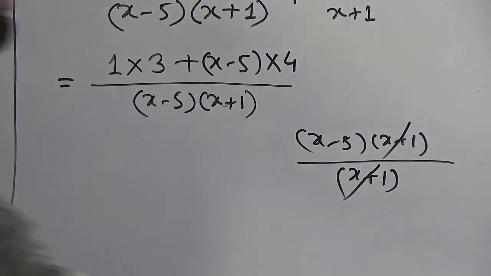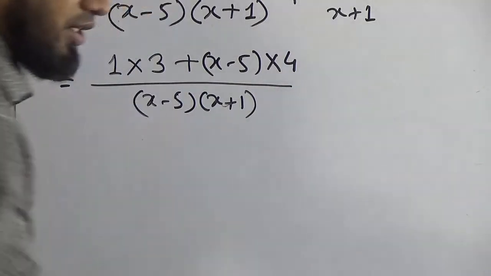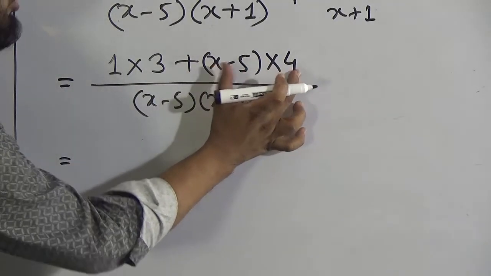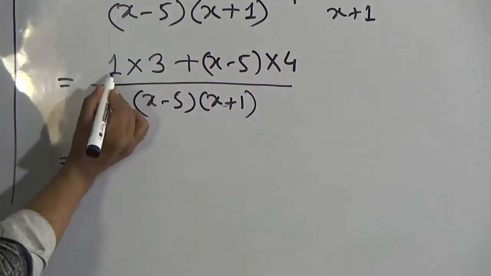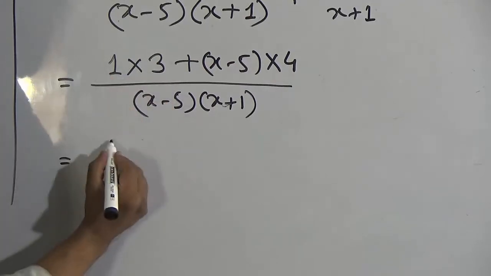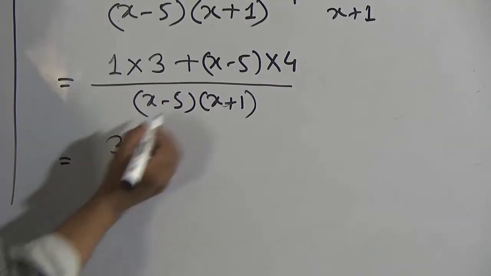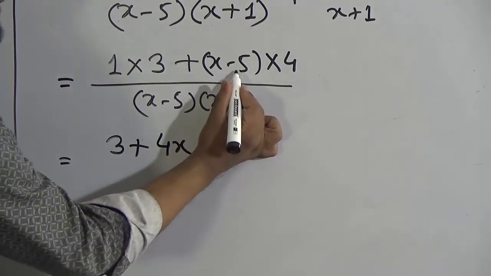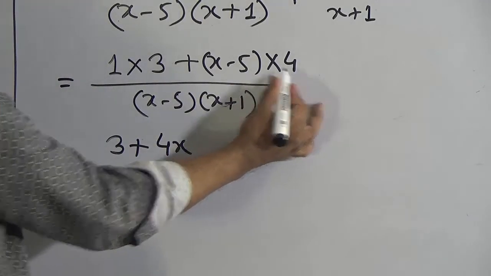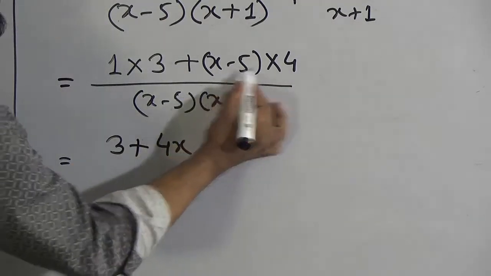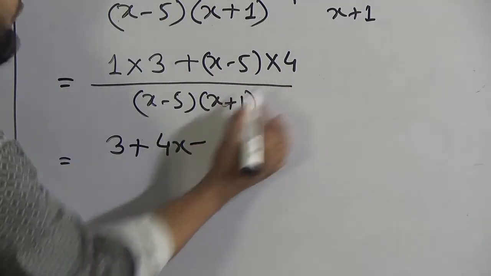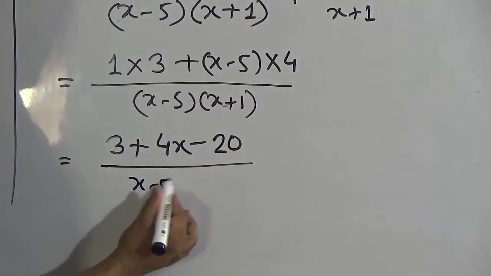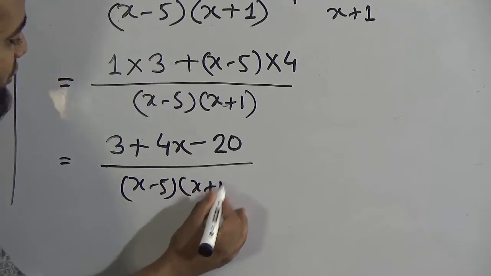Okay. Now the work is already done. It's a very simple multiplication, my students. We need to distribute this 4 in x minus 5. Okay, 3 and 1. 3 ones are 3. This plus sign, x multiply 4, it will be 4x. This minus 5 multiply with 4 should be minus 20, because minus and plus will make minus sign. 5 4s are 20. Our denominator remains unchanged here, x minus 5 into x plus 1.